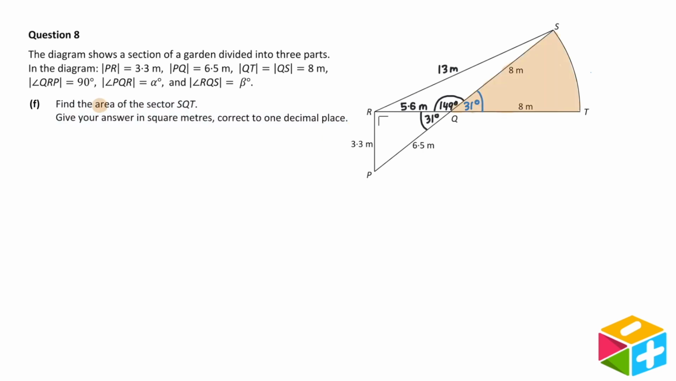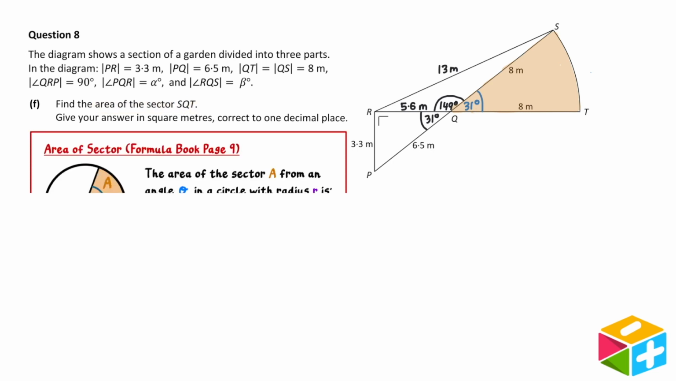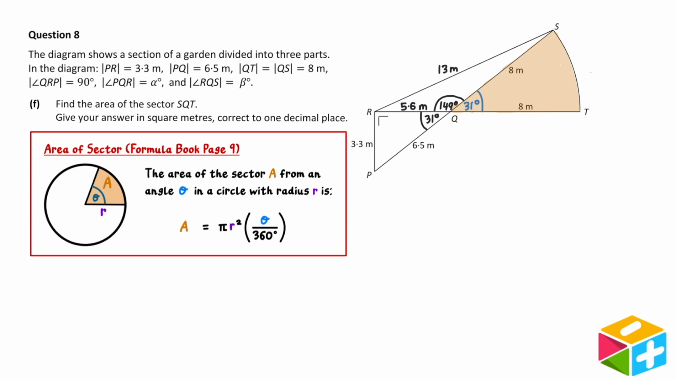We must find the area of the sector SQT. Looking to page 9 of the formula book, there's a helpful result here. It says that the area of the sector A from an angle theta in a circle with radius r is A is equal to pi r squared times theta over 360 degrees.